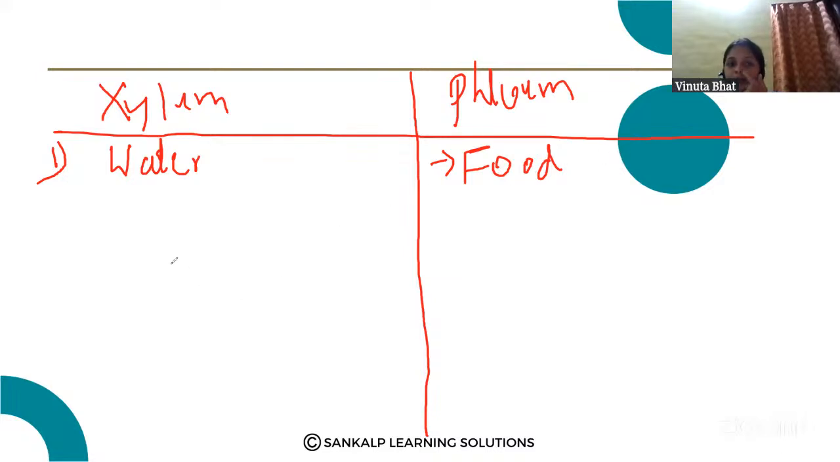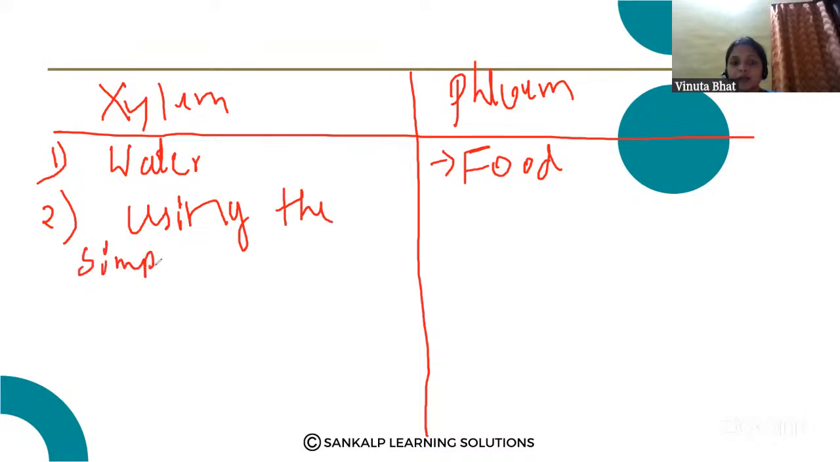Here, the transportation of the water is by using simple physical force, by diffusion or by using the transpiration pull. So they are helpful for the transport of the water in the xylem.